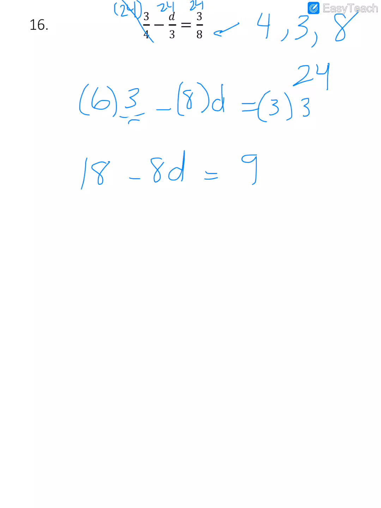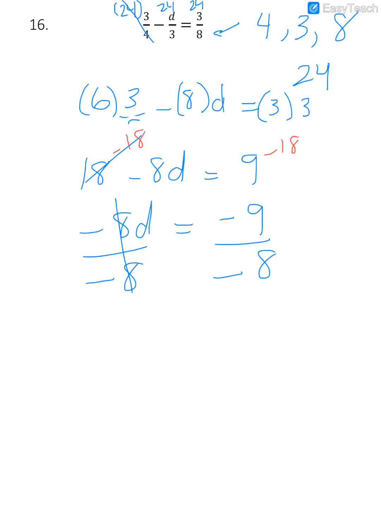Now we have to try and get d by itself. So we're going to subtract 18 to this side, subtract 18 to that side, and so we're left with negative 8d is equal to negative 9.